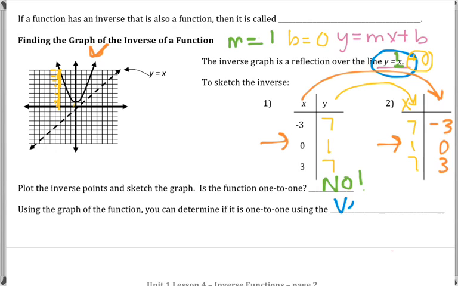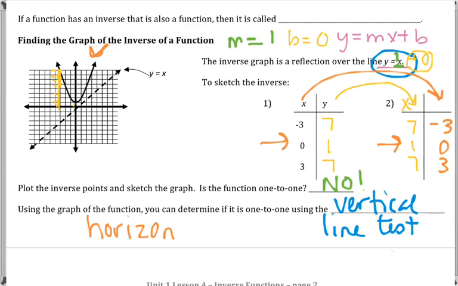It's the old faithful vertical line test, but also its buddy, who you may have never heard of before, the horizontal line test. Because if it passes both of those, it's going to be one-to-one. If it passes one and fails the other, it is not going to be one-to-one. Who thinks they know what I mean by horizontal line test? I didn't really tell you what that meant.